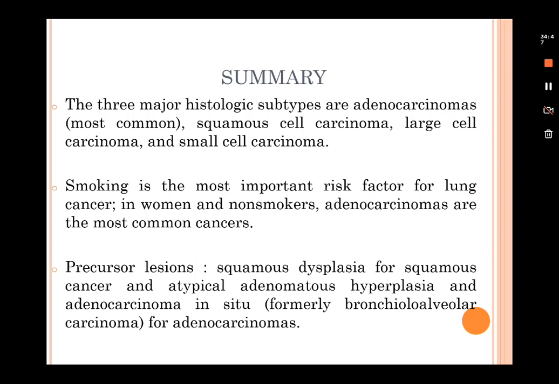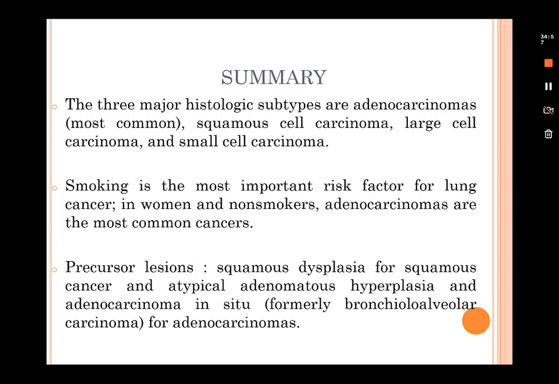There are three major histological subtypes: adenocarcinoma, which is the most common one, squamous cell carcinoma, and large cell carcinoma. Sorry, there are three types. I've copied it from the old one, so that's why there are four types. But there are three major types: adeno, squamous, and small. Smoking is the most important risk factor for lung carcinoma, but in women and non-smokers, adenocarcinomas are most common. Precursor lesions like squamous dysplasia occur in squamous cancers, and atypical adenomatous hyperplasia and adenocarcinoma in situ for adenocarcinoma, but there is no precursor lesion for small cell carcinoma.